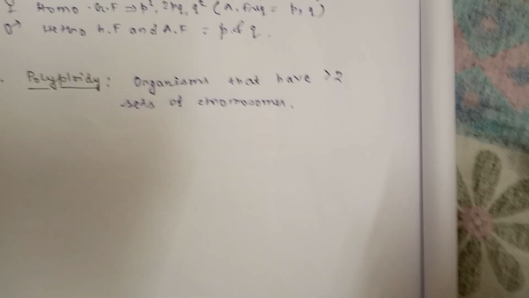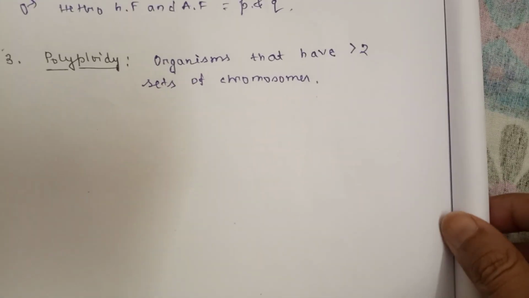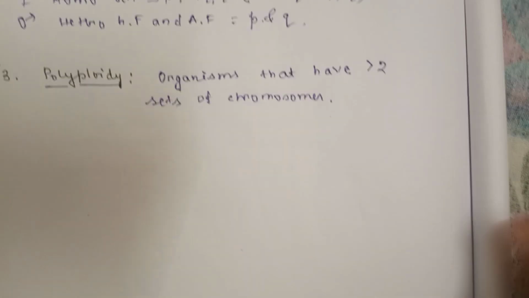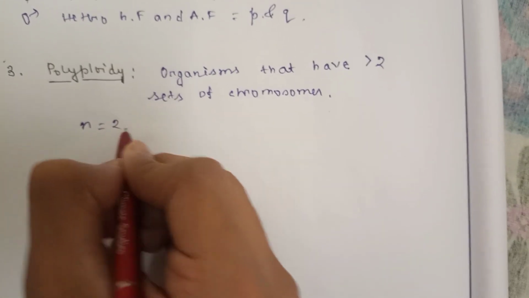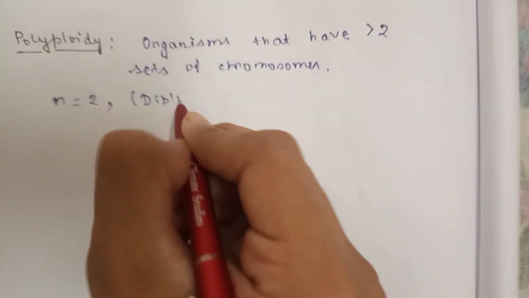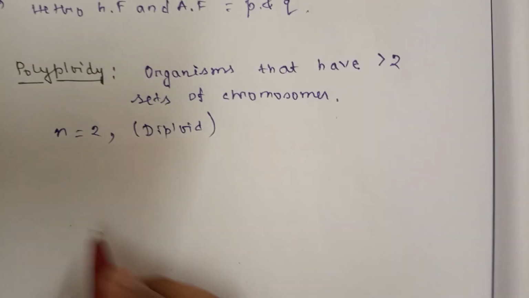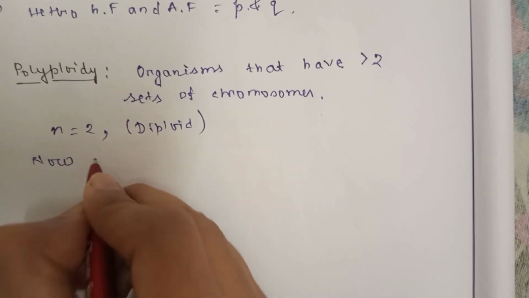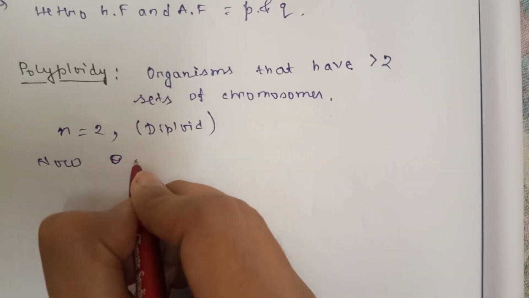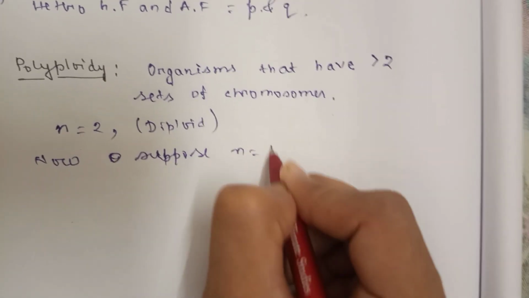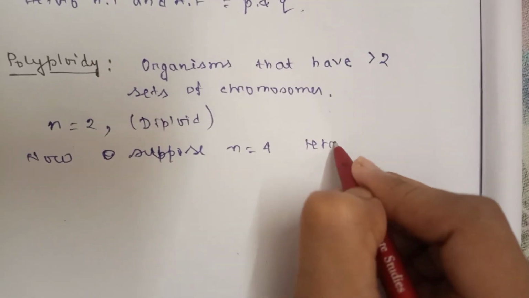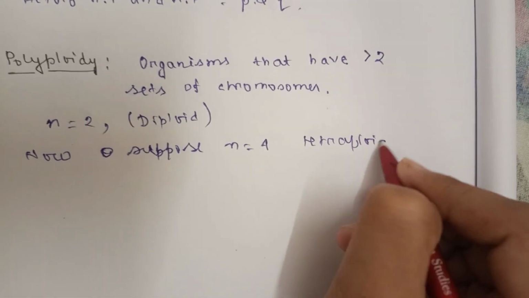Now come to the polyploidy, the third part. Polyploidy means organisms that have more than two sets of chromosome. Earlier it was n equal to 2, so it was diploid. Now suppose n equal to 4, that means tetraploidy.